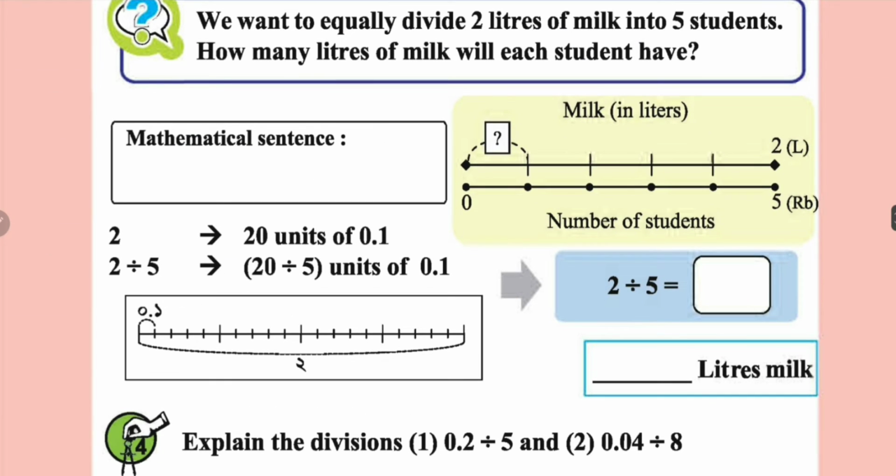We want to equally divide 2 liters of milk among 5 students. How many liters of milk does each student have? What is the mathematical sentence? 2 by 5 liters. What is 2 by 5? 0.4. Or otherwise 20 units of 0.1. 20 by 5 units of 0.1, nothing but 4 units of 0.1. 4 into 0.1 is 0.4. Nothing but 0.4 liters of milk.